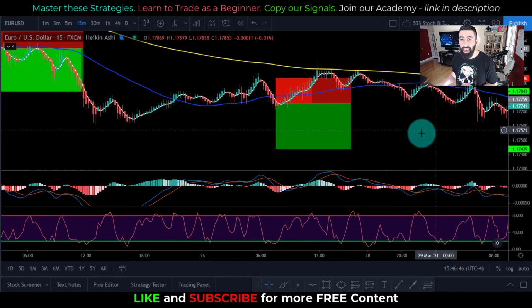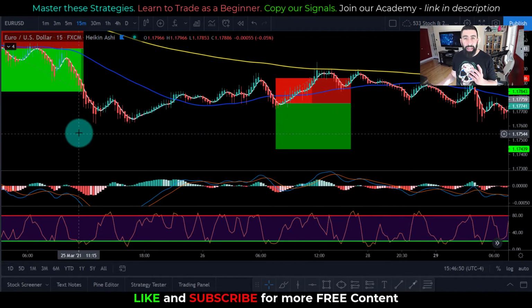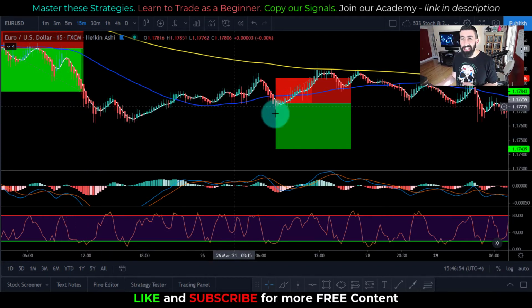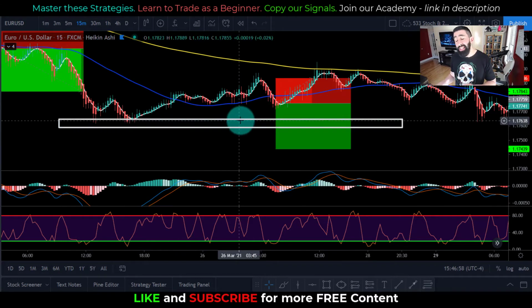But look what happened, guys. As you can see, this was a losing trade. Well, why did this happen? Well, because this level of the EUR/USD, as you can see, has consolidated and respected this level, because this is actually a key level from a higher time frame.